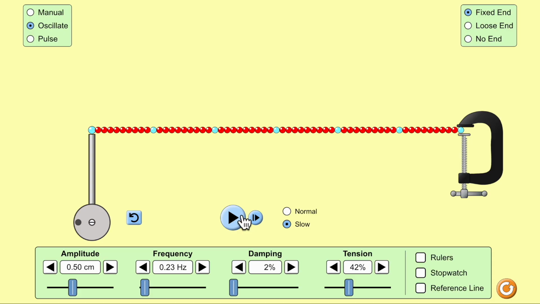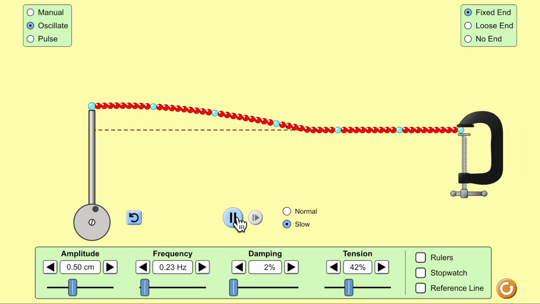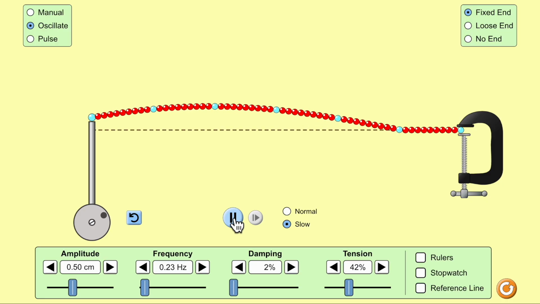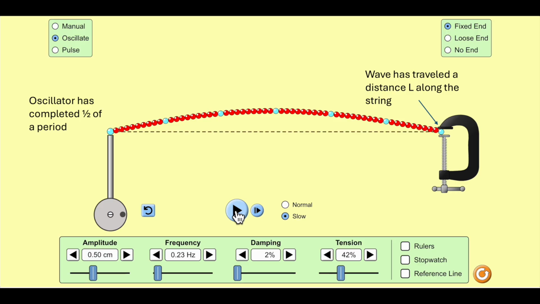To make a standing wave on a string, there is a particular synchronization between the vertical motion of the oscillator and the horizontal motion of the wave which needs to occur. When the oscillator has completed 1/4 of its cycle, the wave should be exactly halfway along the string. Continuing on, when the oscillator has finished half a cycle, the wave should arrive at the clamp. Remember that the returning wave is going to come back inverted.